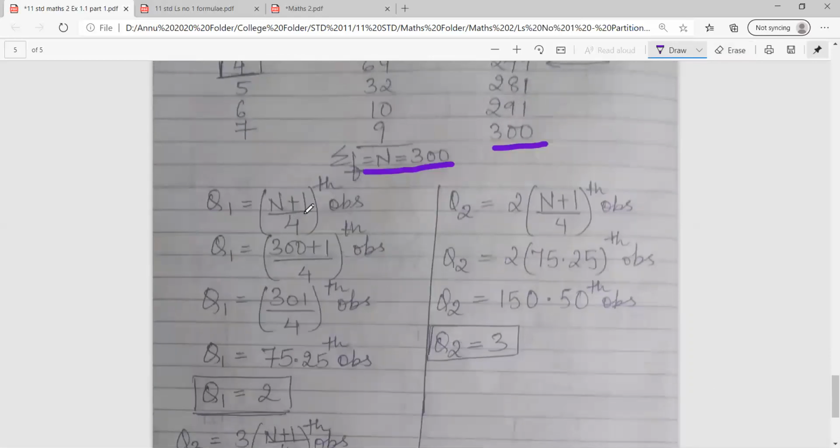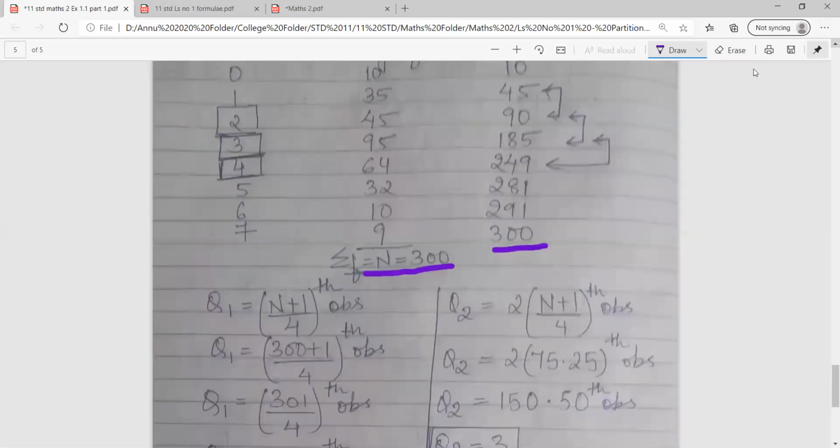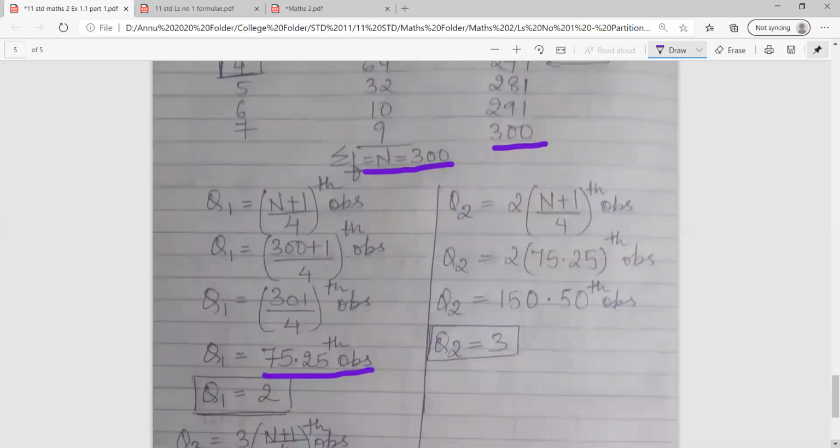So again, for ungrouped data, the formula is the same. Q1 is equal to (N plus 1) upon 4th observation. 300 plus 1 upon 4th observation. 301 upon 4th observation gives you 75.25th observation. Now the 75.25th observation lies between two numbers, that is 45 and 90. Now 45 is the smaller number, 90 is close to 75.25. So we'll take 90, and in front of 90 in the column X, the value is 2. So can I say the value of Q1 is nothing but 2.